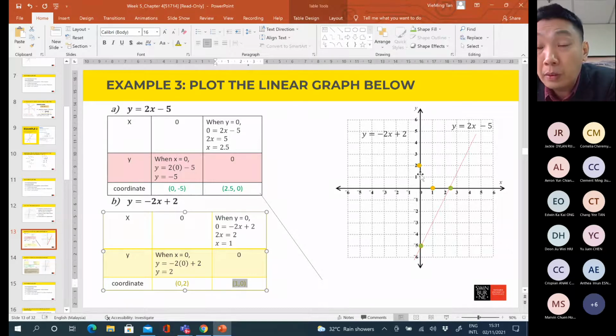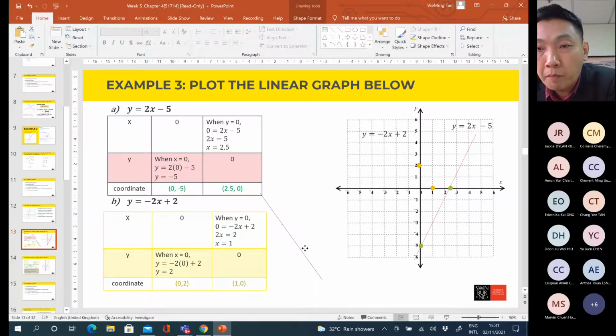Okay, and the line that you draw can be longer or go beyond this point, as long as it's passing through these 2 points. You can draw it longer, as long as it's passing through these 2 yellow points.